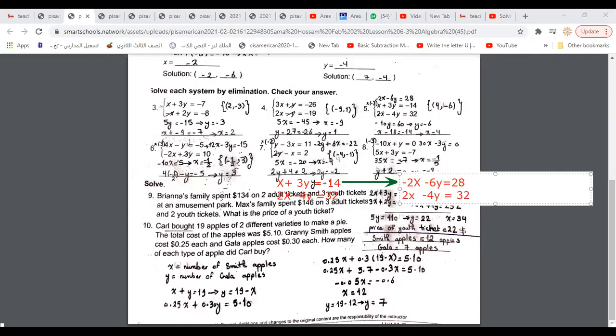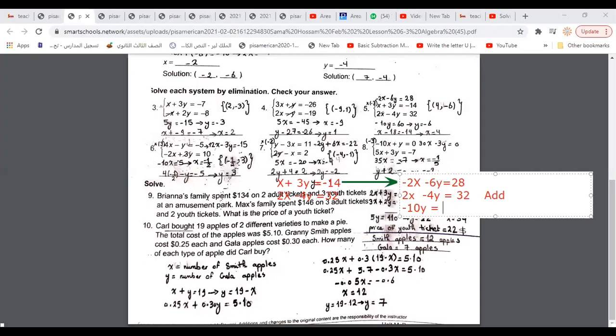Now, what do you notice here, Hannah? Check x and check y. What do you notice now? x has the additive inverse. Exactly. So we have negative 2 and we have 2. Then yes, we are going to add. Yes, so we will add. Once we add, x cancels. Negative 6 and negative 4 will be equal negative 10y.